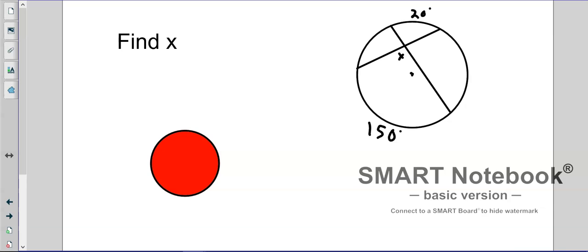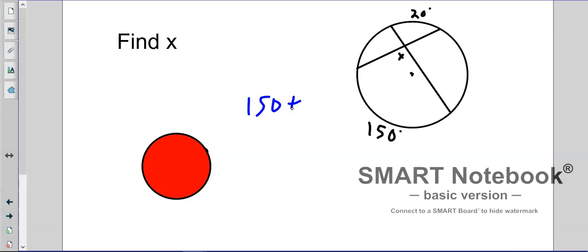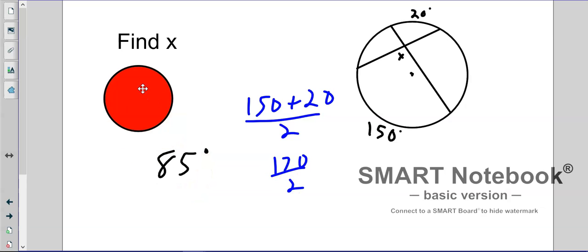All right, find x. All right, so in this case, and again, you won't have to memorize this, you'll have it on the card, but in this case, when they intersect inside, you take the two arcs and add them together and divide by 2. And that will give you 170 divided by 2, which equals 85.